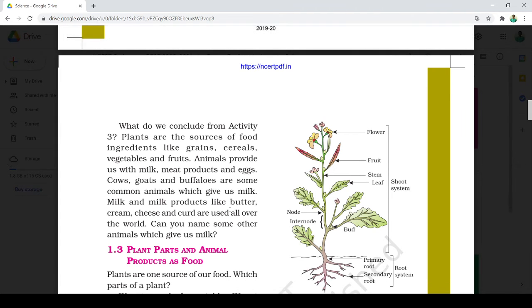What do we conclude from the activity 3? Plants are the sources of food ingredients like grains, cereals, vegetables, and fruits. Animals provide us with milk, meat products, and eggs. Cows, goats, and buffaloes are some common animals which give us milk. Milk and milk products like butter, cream, cheese, and curd are used all over the world. Can you name some other animals which give us milk?